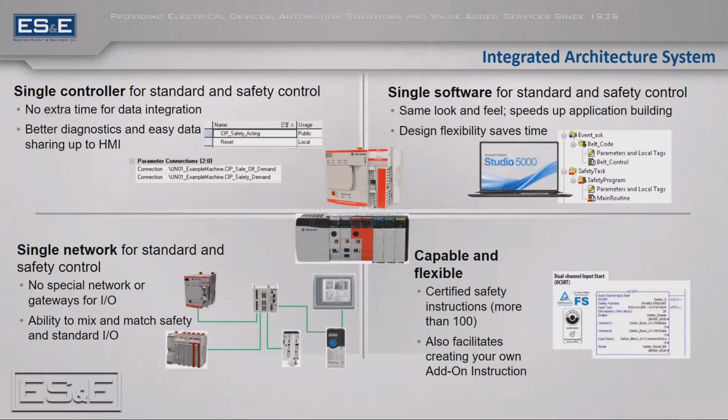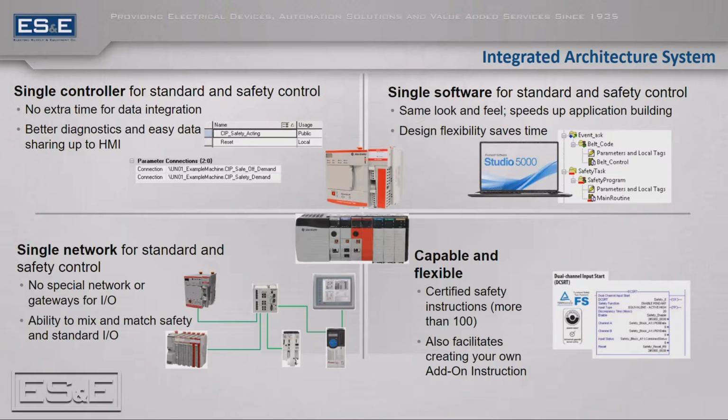Also, with this safety network, we do want to pull out that there are no additional requirements. So the way that CIP Safety has been designed by ODVA is it lives within the same network because it is packed in the same Ethernet frame.